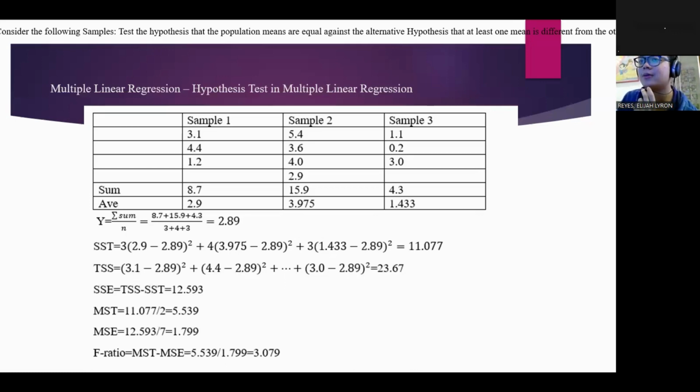For the SST, we use the formula the number of values multiplied by the average minus y, squared. So for sample 1, we have 3 values multiplied by 2.9, sample 1's average, minus 2.89, which is our y, squared, plus 4, sample 2's number of values, multiplied by 3.975, which is the average of sample 2, minus y, or 2.89 squared, plus, lastly, sample 3 has 3 values, multiplied by the average, 1.433, minus our y, 2.89 squared, gives us an SST value of 11.077.